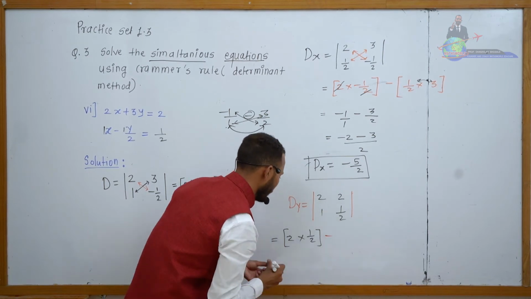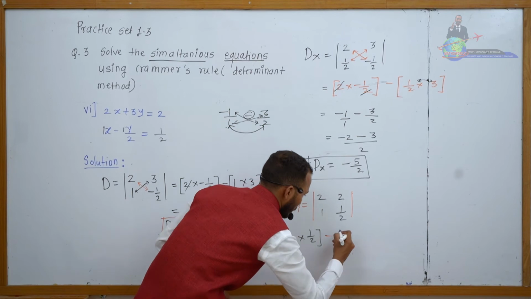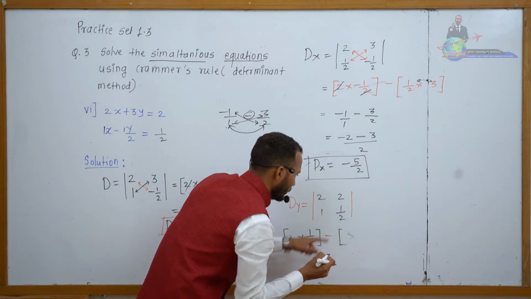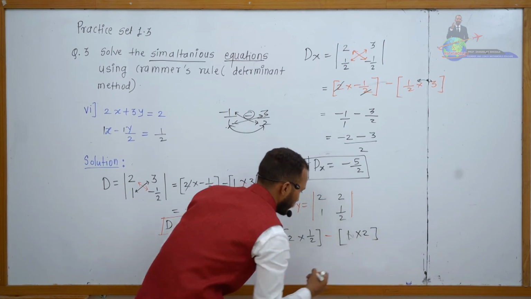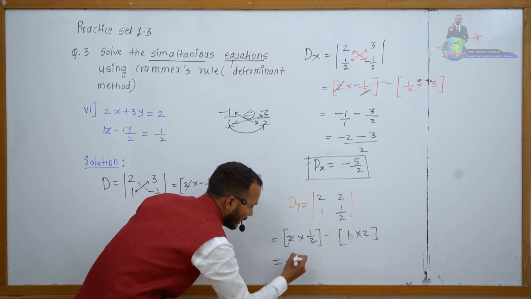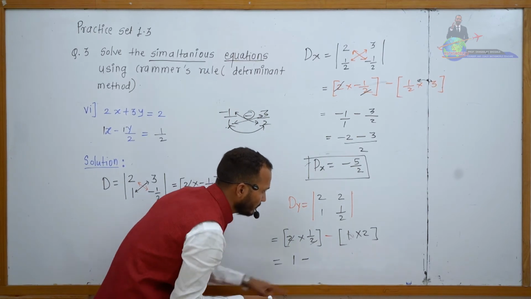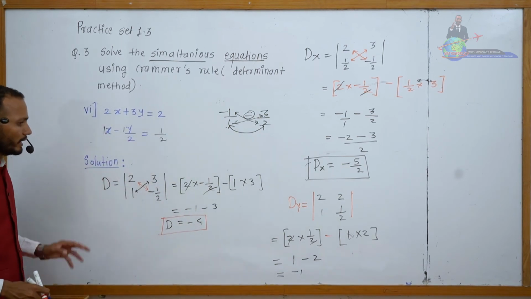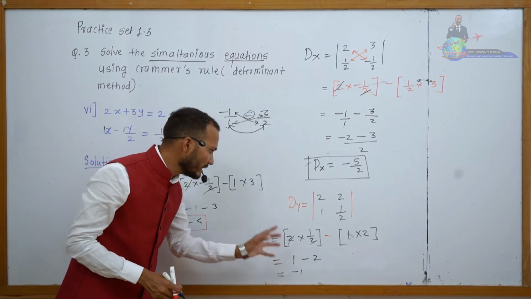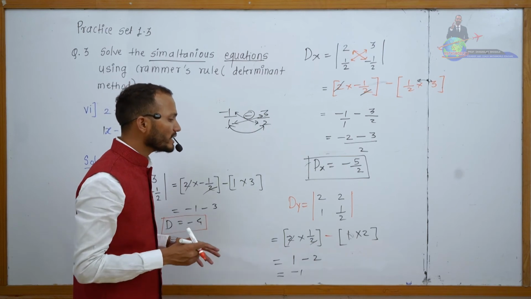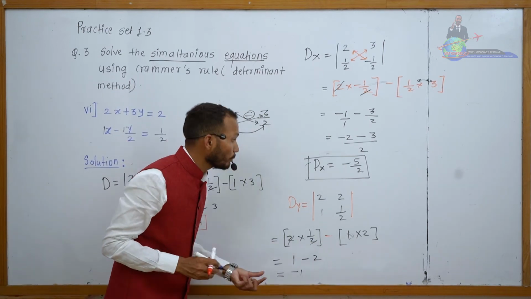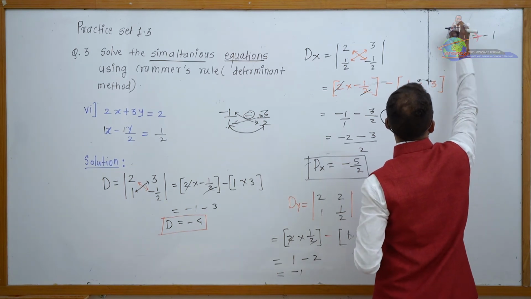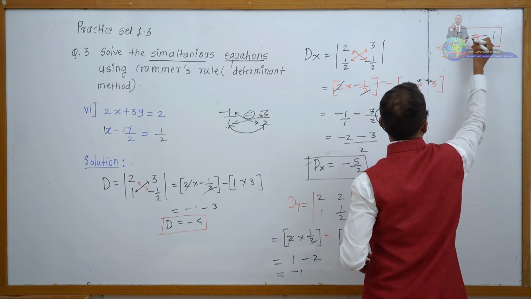Okay. Then bracket. Here 1 into 2, 1 multiplied by 2, student. Equal to, here 2 cuts, here 1 is a minus sign, and 1 into 2 is 2. Answer is minus 1. So student, here Dy is minus 1. We are going towards: Dy is equal to minus 1. So Dy is equal to minus 1, and this is the bracket for Dy.